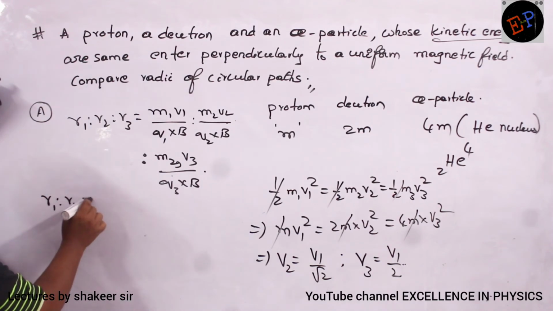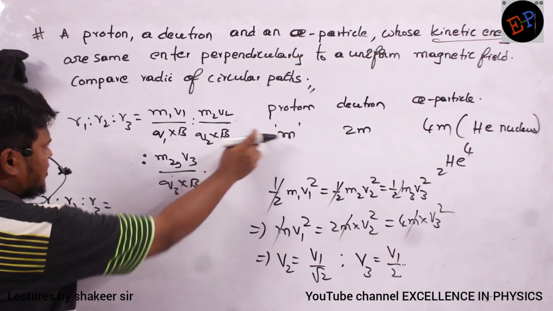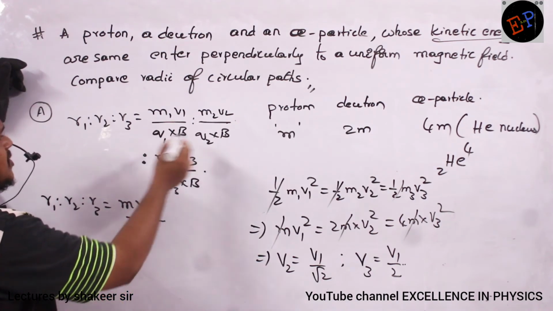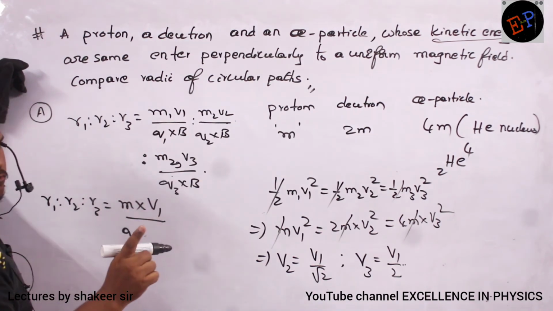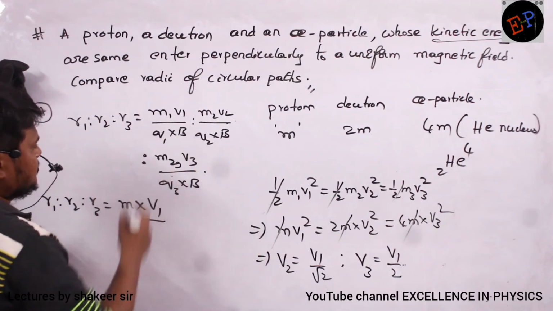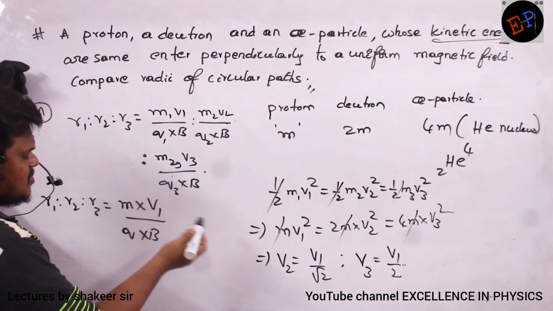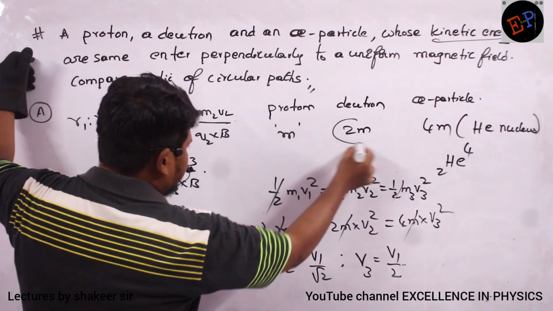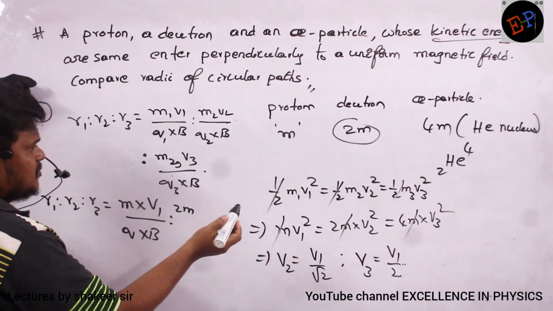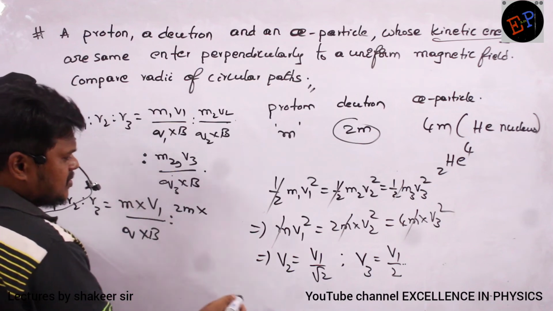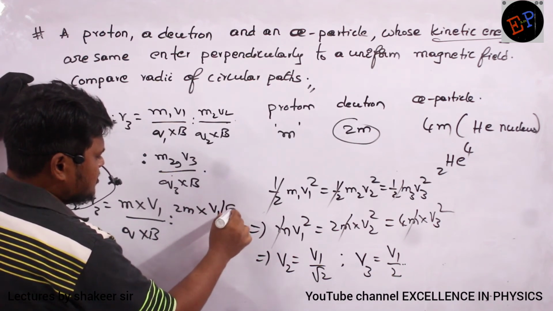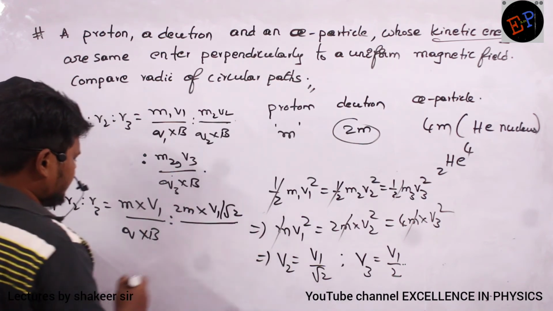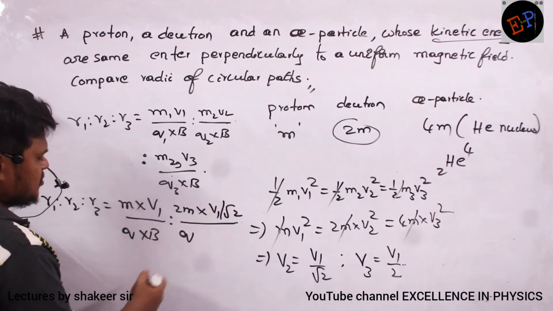So R1 is to R2 is to R3 is how much? Mass of the first particle is m, and its velocity is v1, divided by the charge of a proton, which I can take as 1q, and the strength of the magnetic field is B. Is to, mass of the second particle is 2m, mass is double. For a deuteron also you will have only one charge. Velocity is v1 by root 2. Are you able to understand? Already we have calculated this relation, v2 is equal to v1 by root 2. Divided by the charge of the deuteron, which is also the same as a proton, one charge.